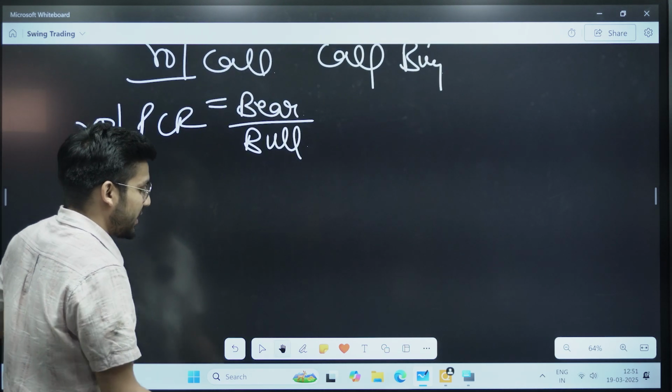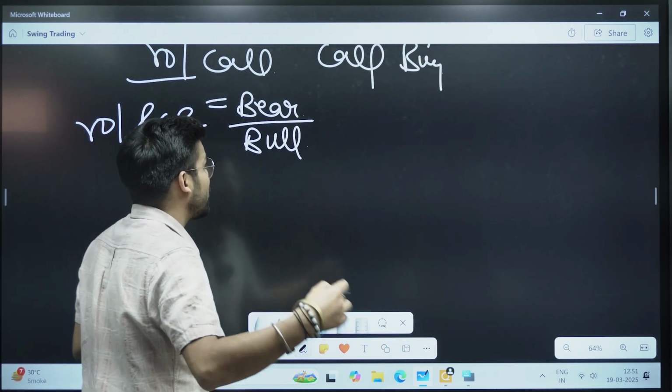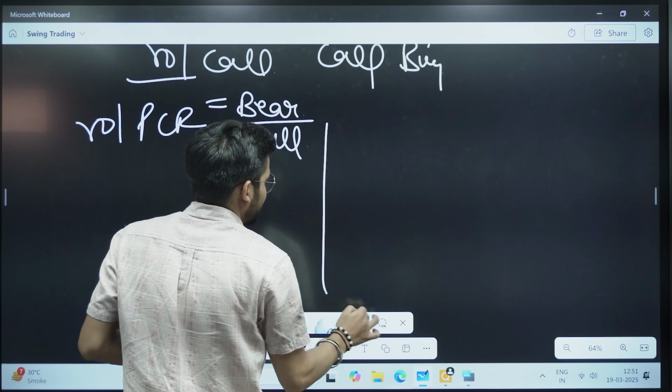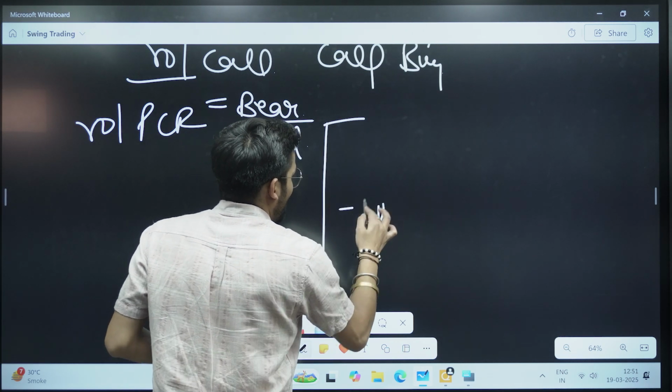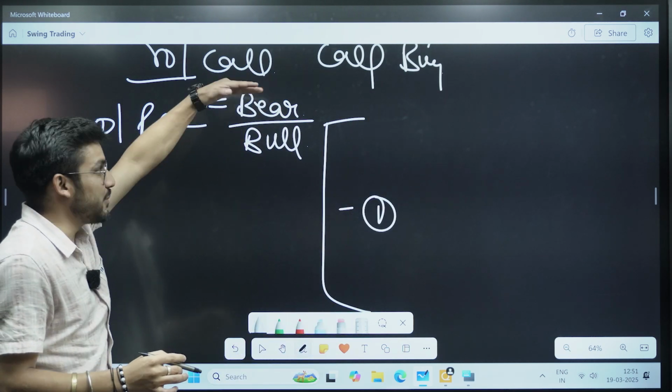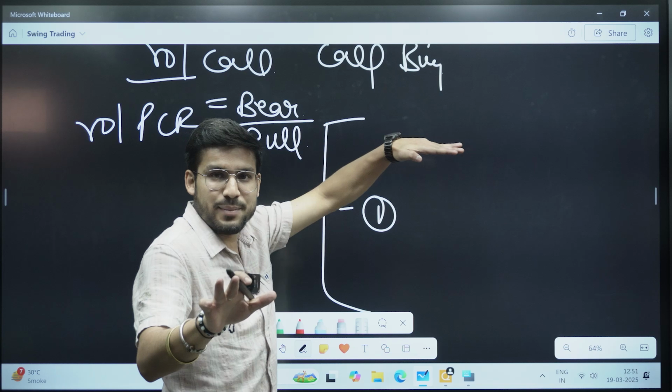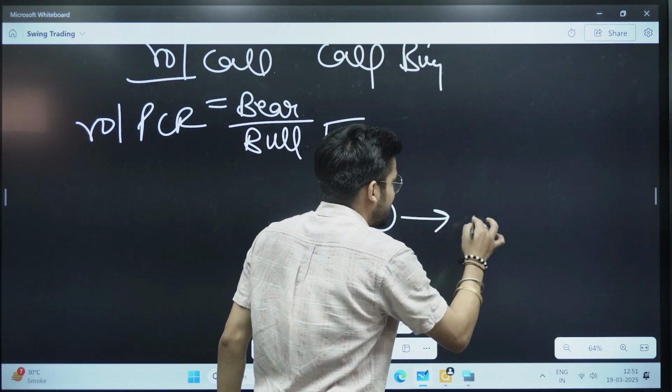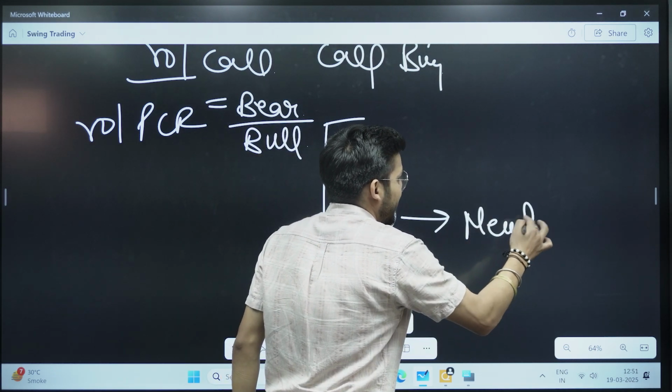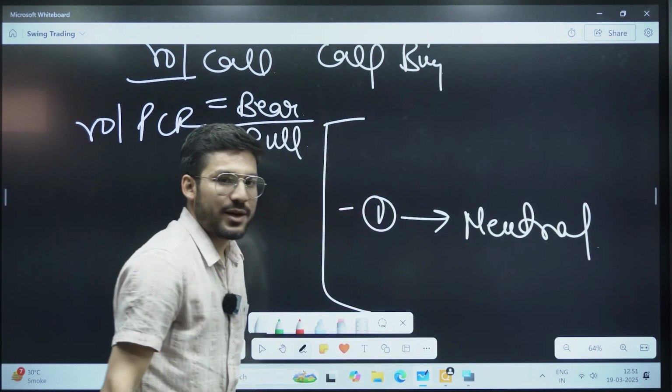Now again there will be three conditions, like the OI PCR I have told you. The first condition: when the ratio is neutral, it means the bears and bulls are the same in the market. So that will show you one ratio, and that will show you a neutral sentiment in the market, right?